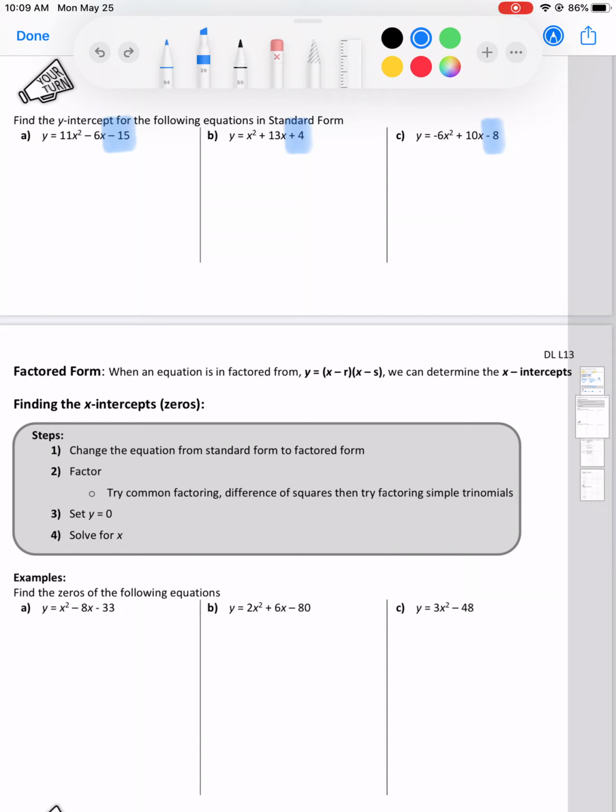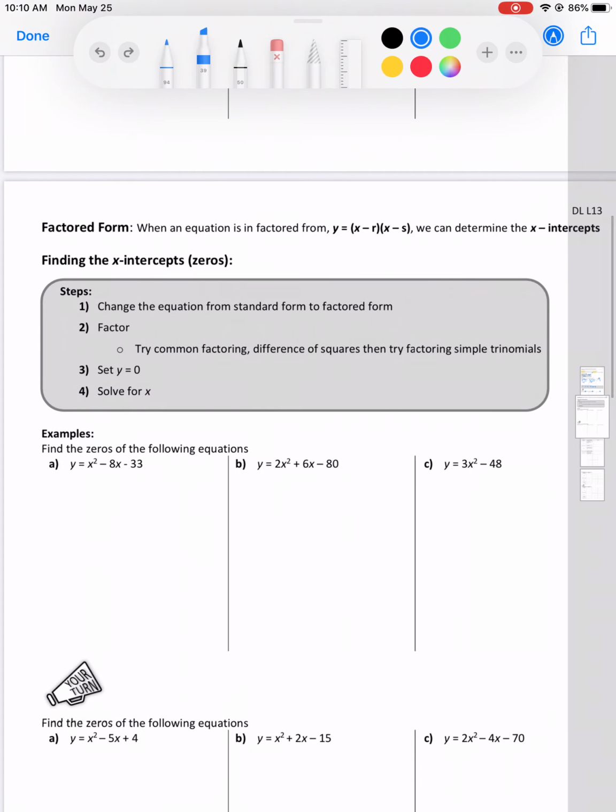Okay, so factored form. So all we're doing here is we're factoring now. And we've done this before. We factored and we solve for the x's, because we want to know now where this parabola crosses the x-intercept. We've done it with y, now we're going to do it for x. So, again, all we're doing is factoring two numbers that add to this and multiply to this.